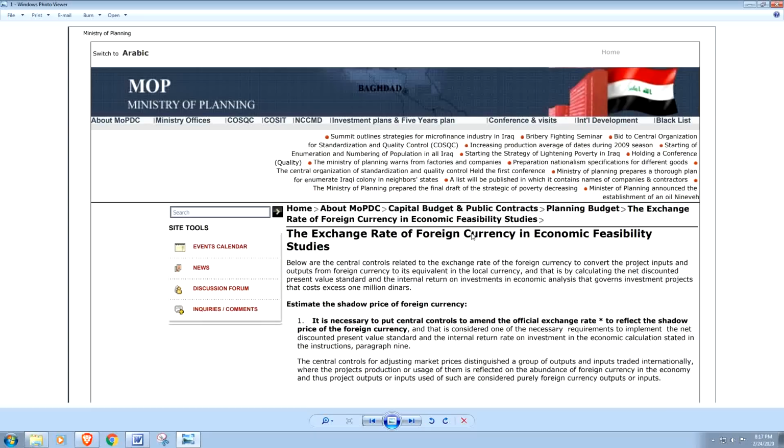So the exchange rate of foreign currency in economical feasible studies, okay? Below are the central controls related to the exchange rate of the foreign currency to convert the project input and outputs from foreign currency to its equivalent in the local currency. The foreign exchange is what they're talking about. And that is by calculating the net discounted present value, standard, and the internal return on investment in economical analysis that governs the investment projects that cost exceed $1 million.